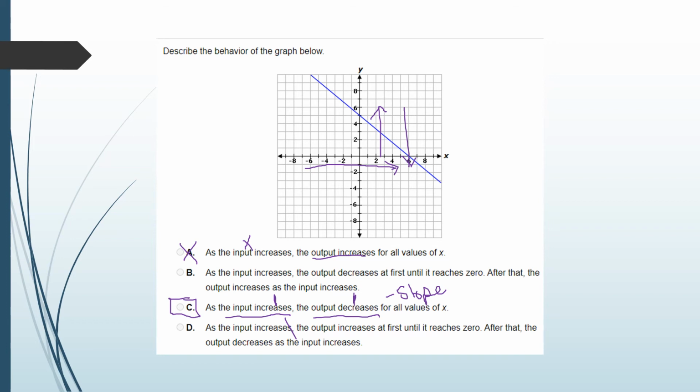So as the input increases, the output decreases at first until it reaches 0. After that, it increases as the input increases. That means it does two different things. Our graph is a straight line, so it's not going to do two different things. Same here, the input increases and the output increases at first until it reaches 0. After that, the output decreases as the input increases. So this one would look like this. The one up here would look like that. And our graph does not match either of those descriptions.